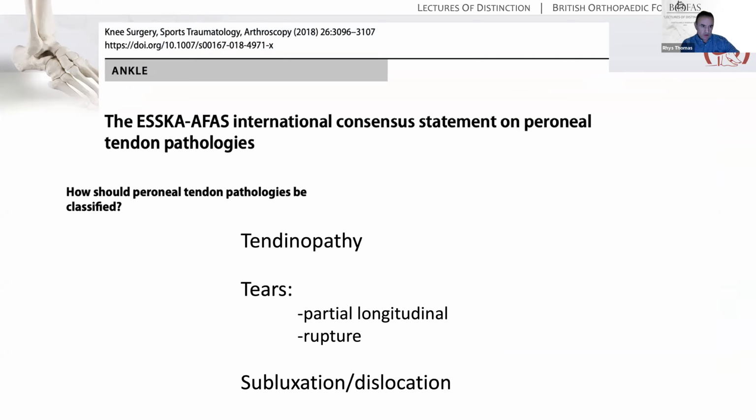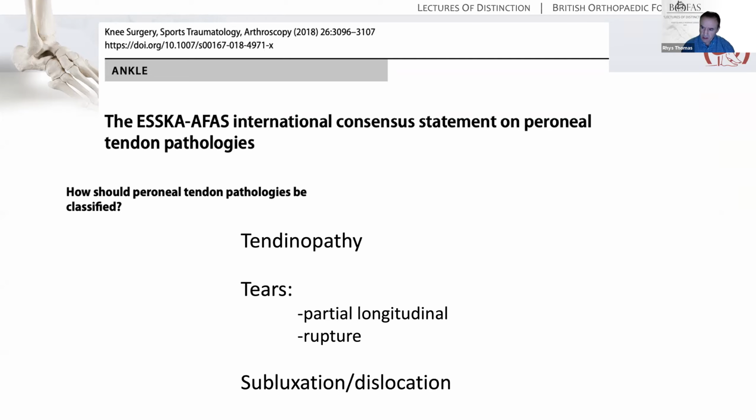So let's move on to the peroneal tendons. We'll explore the pathology, look at some treatments, and also look at some of the evidence, perhaps some evidence which will make us think a little bit about how we deal with these, or exactly why we've dealt with them in the way that we have.